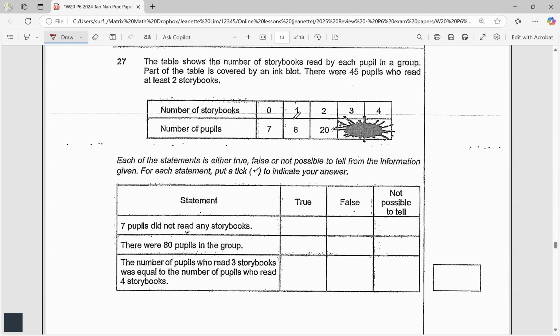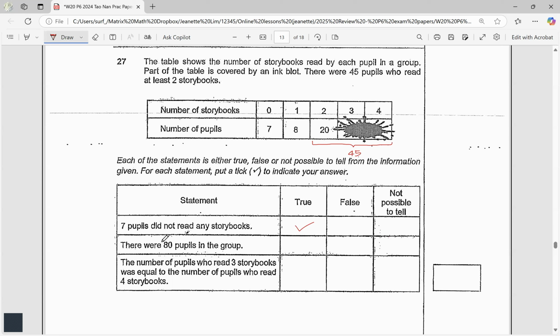Question 27, the table shows the number of storybooks read by each pupil in a group. Part of the table was covered up by an ink blot. There were 45 pupils who read at least 2 storybooks. At least 2 means including 2, so this has to be 45. Let's see if each of the statements is true, false, or not possible to tell. First one, 7 pupils did not read any storybooks. Those who read 0 is 7. So yes, it's true.